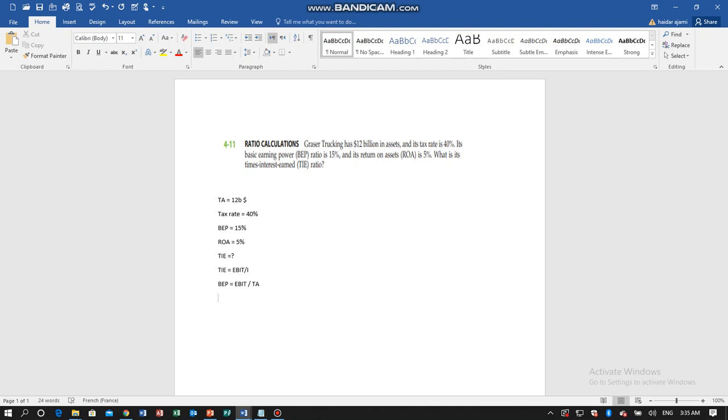We have the BEP and we have total assets. We can calculate EBIT now. So earnings before interest and tax is equal to the basic earning power multiplied by the total assets. So EBIT equals 15% times the $12 billion. So it's 0.15 times $12 billion. So the EBIT is equal to $1.8 billion.